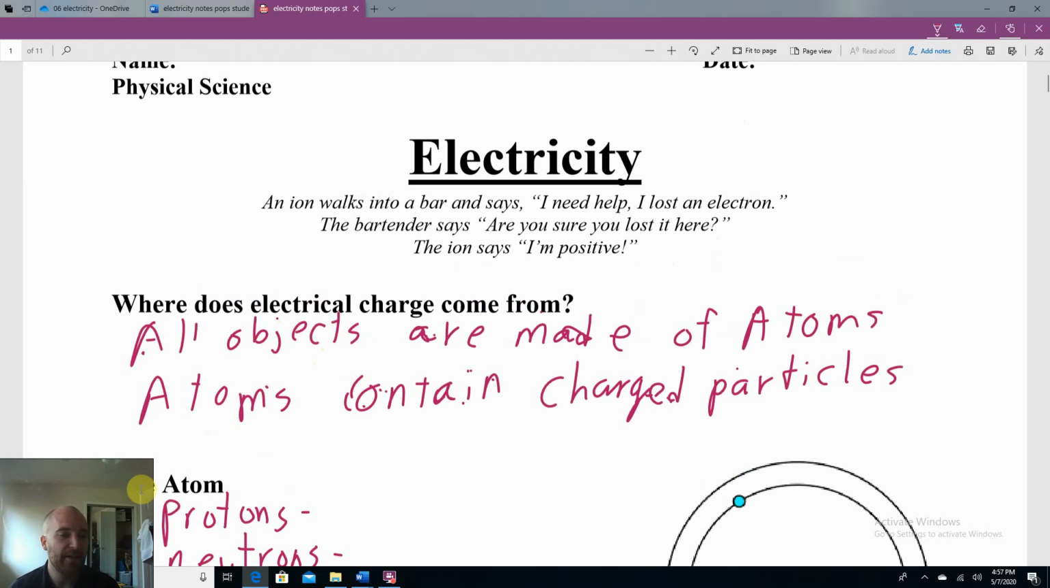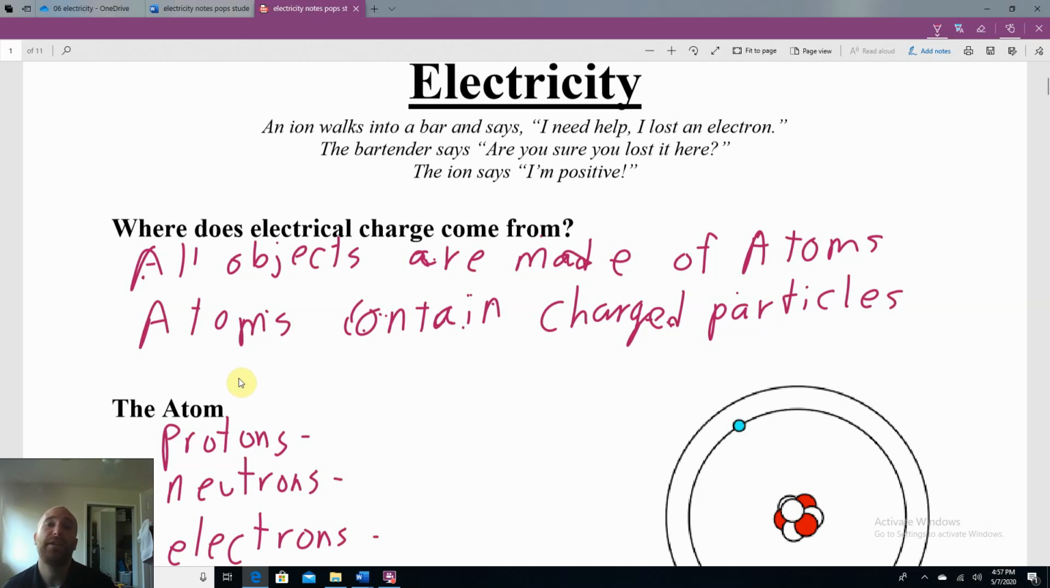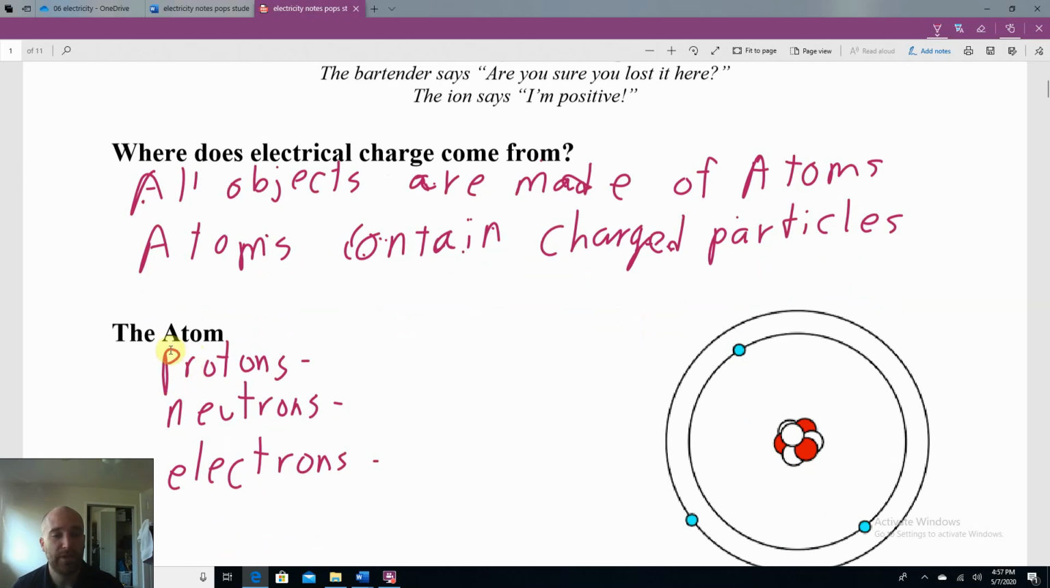So let's look at what's in an atom. Again, hopefully a lot of this is review for you. The atom consists of three different particles. They are the protons, the neutrons, and the electrons. These three different things combine in a certain structure to create your atom. Protons are positively charged, and they are located inside of the nucleus.